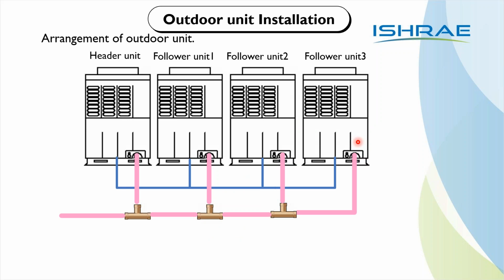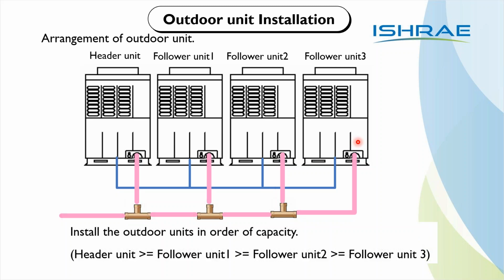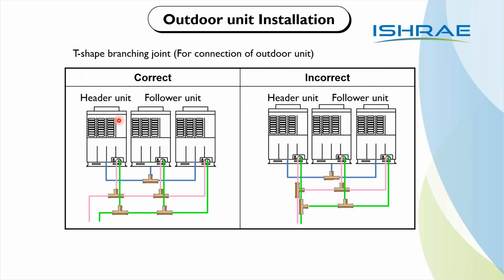So the arrangement of outdoor units should be header unit, follower unit 1, 2, 3, or it can be vice versa. This arrangement has to be made when there are multiple outdoor units. Now, in case of any problem in one of the units, this can become the header unit. This can be bypassed. Again, brand specific. You may have to check with the brand whether you can do that.